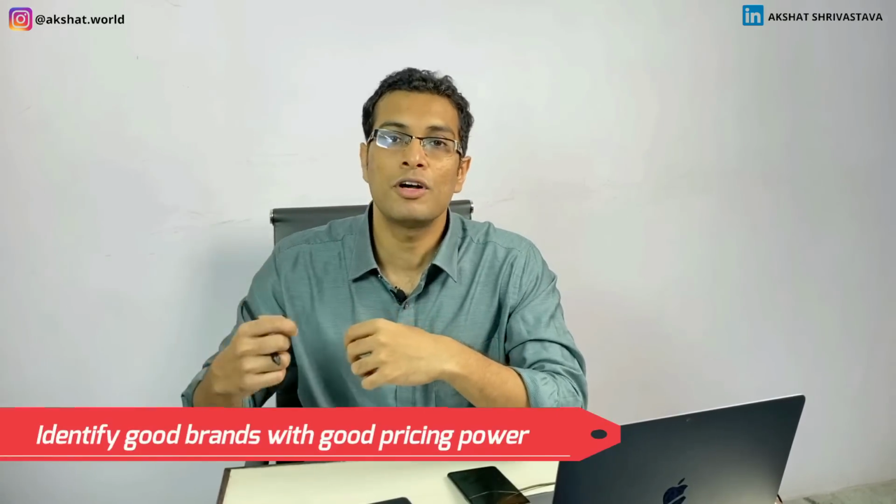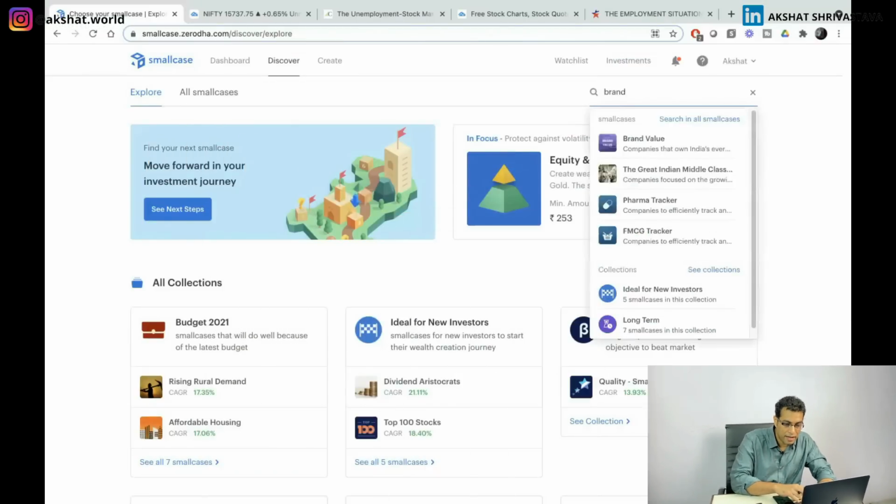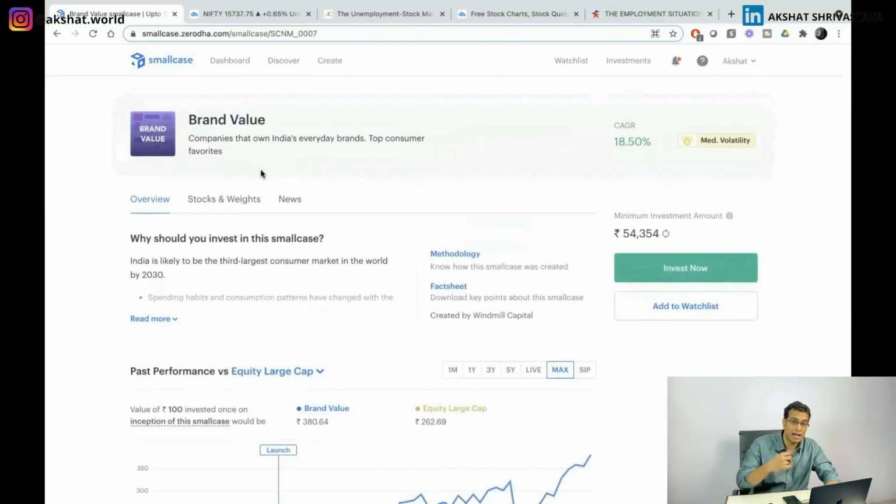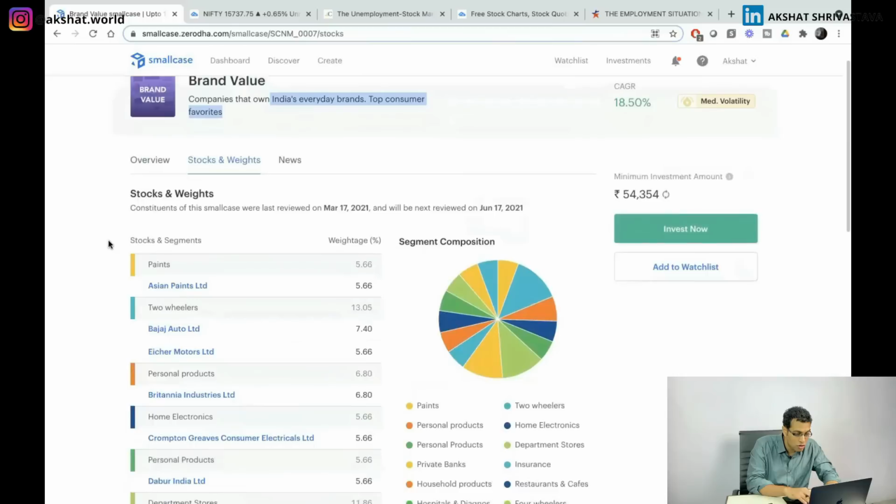So the bottom line being, you must be able to identify firms that have great brand and therefore great pricing power. Now for this, I'll go to the smallcase and I'll try to identify firms in terms of their brand value. Let me take a look at companies that command great brand value. These are companies that own India's everyday brands, top consumer favorites. So let me take a look at the stocks and weights.